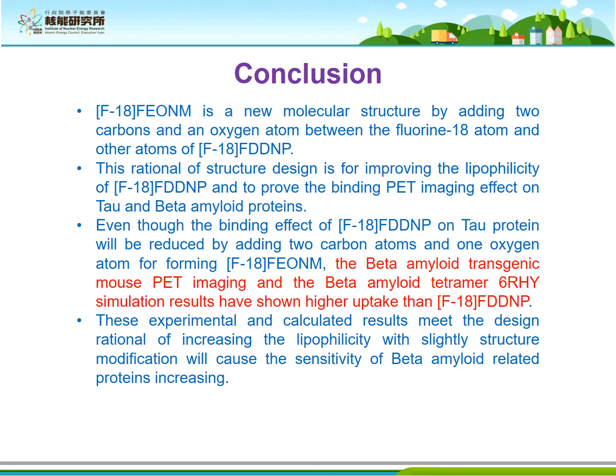Even though the binding effect of fluorine-18 FDDMP on tau protein will be reduced by adding two carbons and one oxygen atom for forming F-18 Feonm, the beta-amyloid transgenic mouse PET imaging and the beta-amyloid tetramer 6RHY simulation results have shown higher uptake than fluorine-18 FDDMP. These experimental and calculated results meet the design rationale that increasing the lipophilicity with slight structural modification will cause the sensitivity of beta-amyloid-related protein to increase.